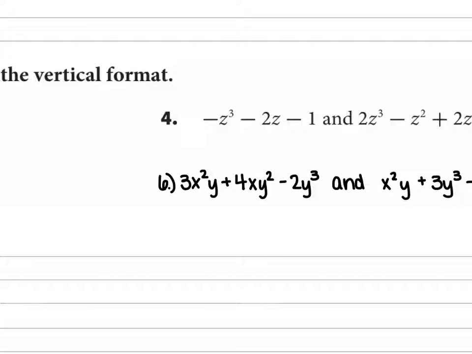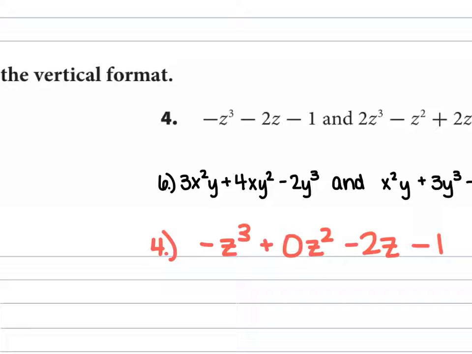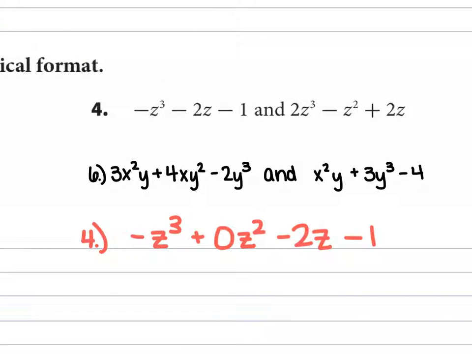If we look at 4, we have negative z cubed minus 2z, so we don't have a z squared, so it's not going to be anything, so that's 0z squared. Then we'll put the negative 2z minus 1. The other polynomial that we have is 2z cubed minus z squared plus 2z. And then that's plus 0 because we don't have a constant.